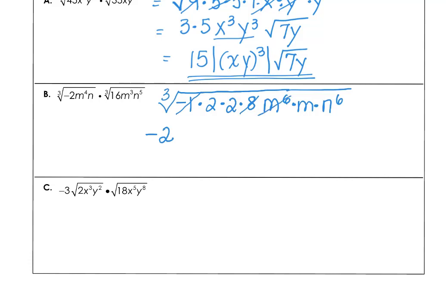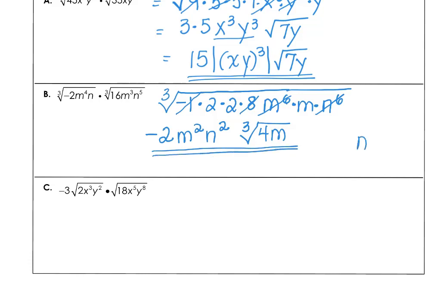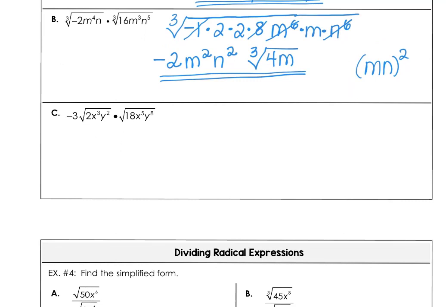The cube root of m to the 6th is m squared, and the cube root of n to the 6th is n squared, and what we have left behind is the cube root of 4m. So you can either leave it this way or combine the m and the n and write that as (mn) squared if you would rather write it that way. Either way is acceptable. Then part C, we have a square root.